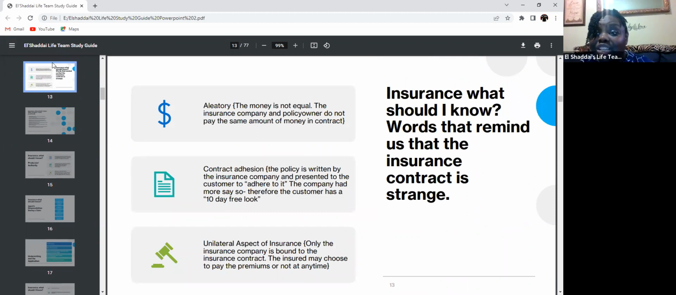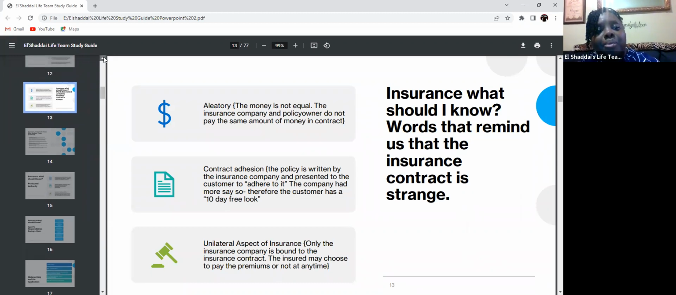Aleatory, terms to let us know that insurance contracts are strange. Remember, aleatory? What does that mean? Contract of adhesion, unilateral. You know what that is. You're going to remember it.